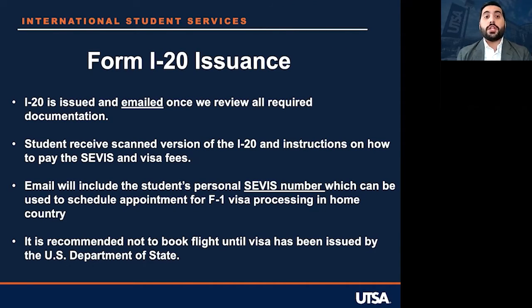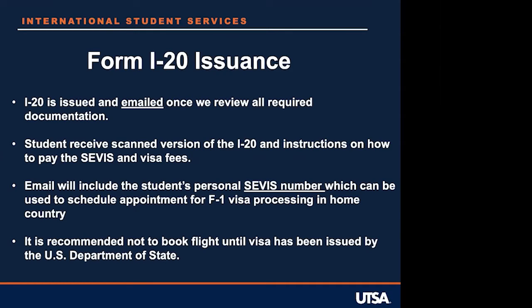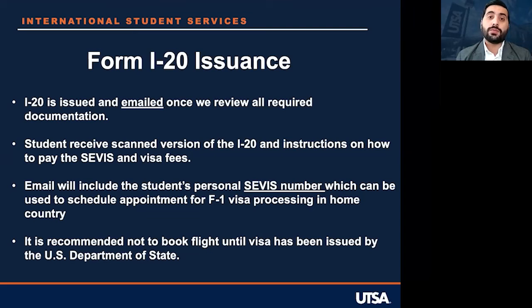So for the form I-20 issuance, the I-20 will be emailed to you. Right now, scanned I-20s are legal to be used for visa processes. There are some exceptions, and if this is the case, you can always arrange an issue request with our office to send the physical I-20. It's very important to always review the I-20 once you get it. That way, if there are any corrections, we can make them. You will receive the scanned version of the I-20 and the instructions to pay what we call the SEVIS fee, and then schedule your visa appointment.